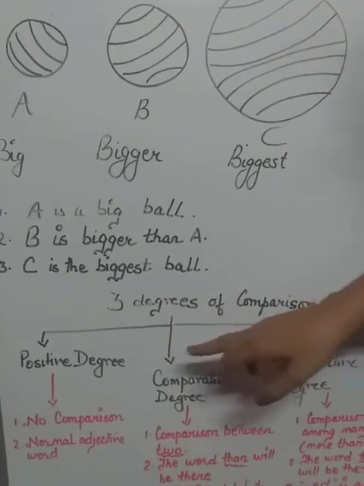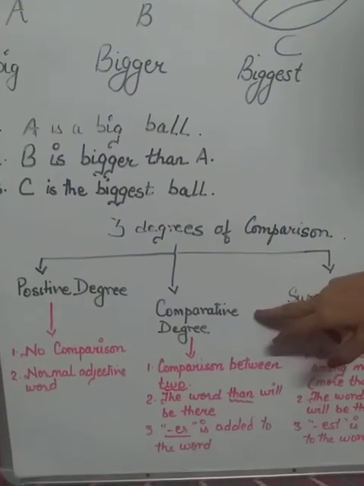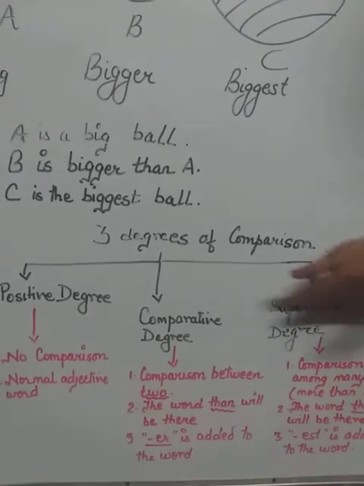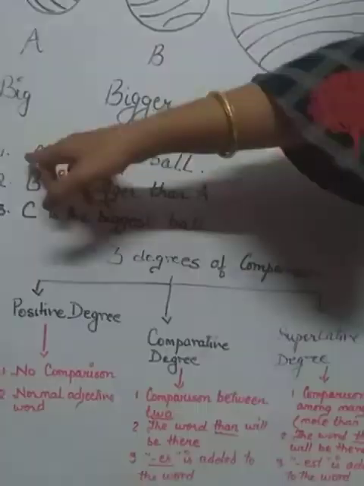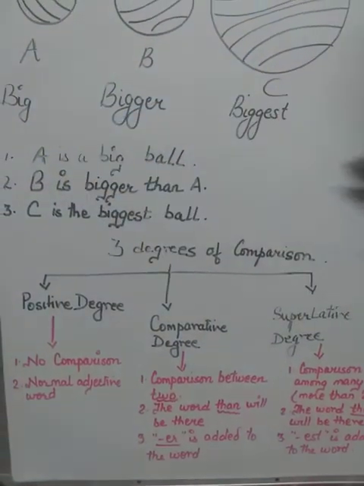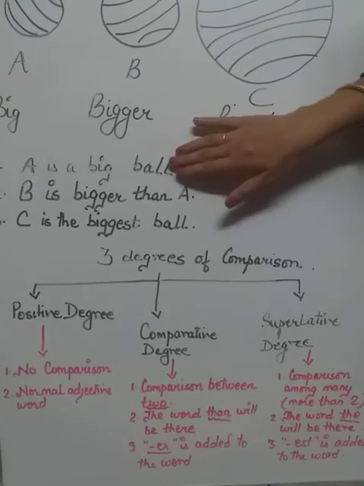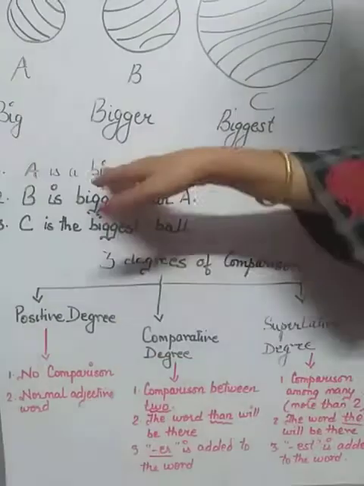The first one is positive degree, the second one is comparative degree, and the third one is superlative degree. In positive degree, there is no comparison. See this: A is a big ball. Here, we are not comparing A to any ball. So this is called positive degree, and the normal adjective word is written.